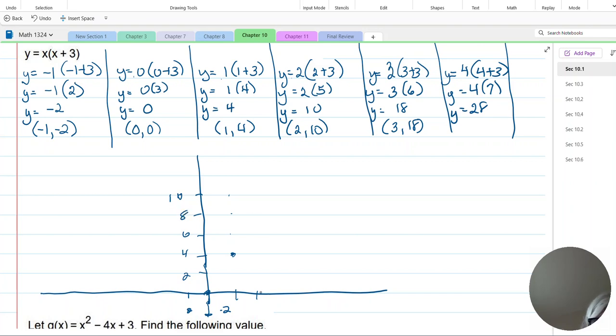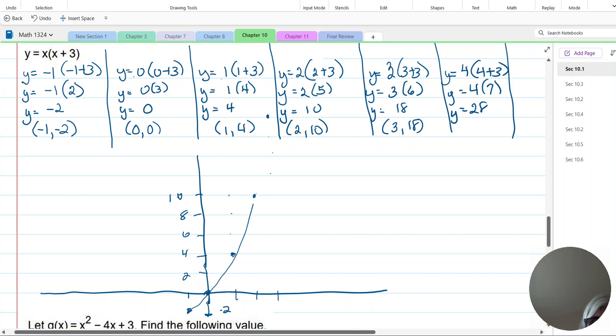Right? So at a 2, I have a 10. At a 3, I have an 18. I'm sorry, it just goes way up there. Okay, so that's 10, 12, 14, 16, 18. It's right there. So what I have is this.